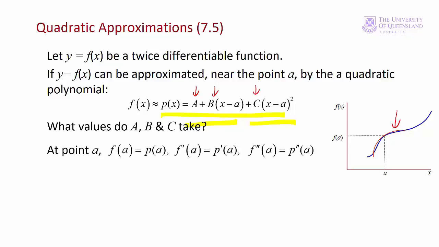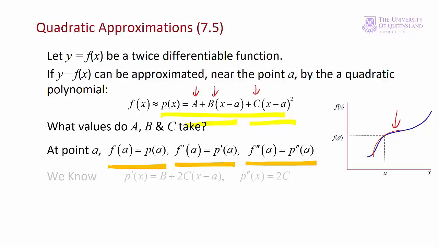As we saw with the linear approximation, at point a, p of x and f of x have the same value, and the first derivative have the same value. The same goes for the second derivative. We have three unknowns, a, b, and c, and we have three equations. Using this information, we can solve for a, b, and c.